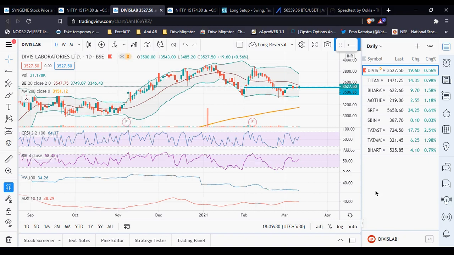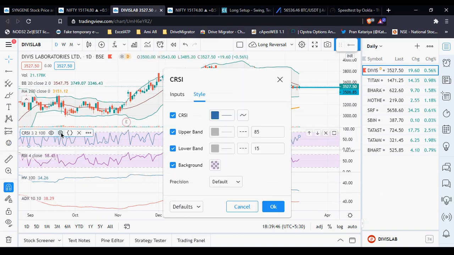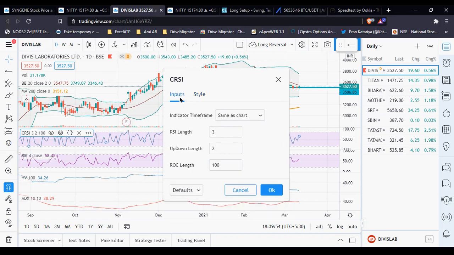Before we proceed, let me go ahead with the indicators that I used. The first one is the default Bollinger Band. Second one would be the 200 simple moving average, Connors RSI. The settings that need to be changed are the upper band would be 85 and the lower band would be 15. The inputs would be default.